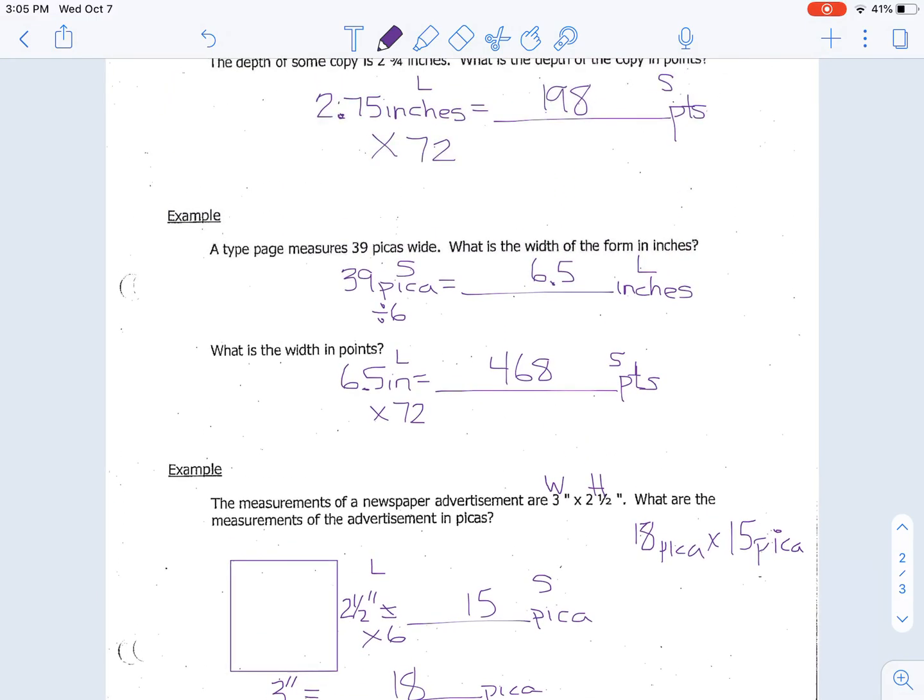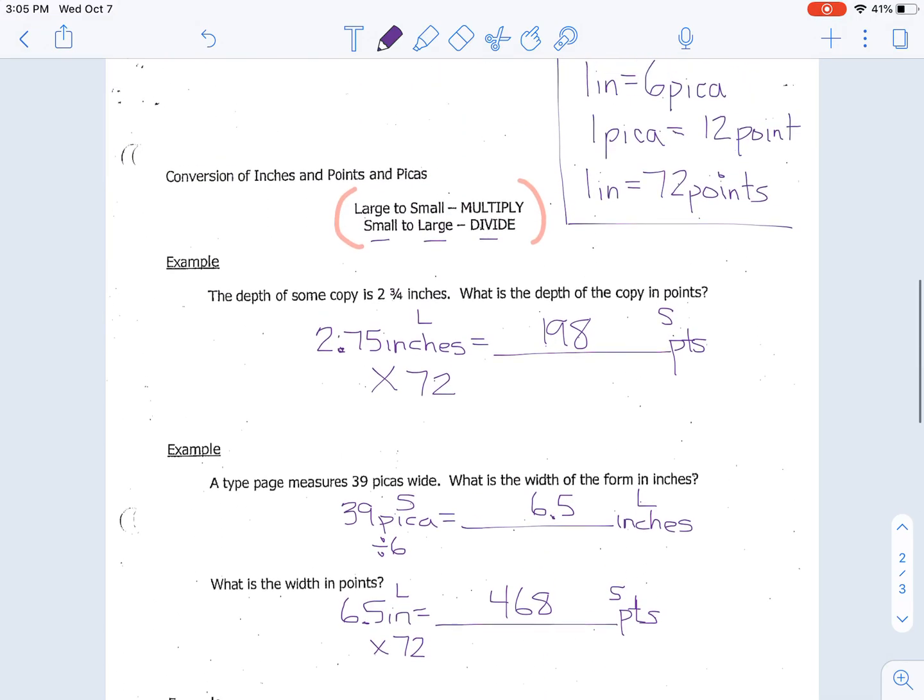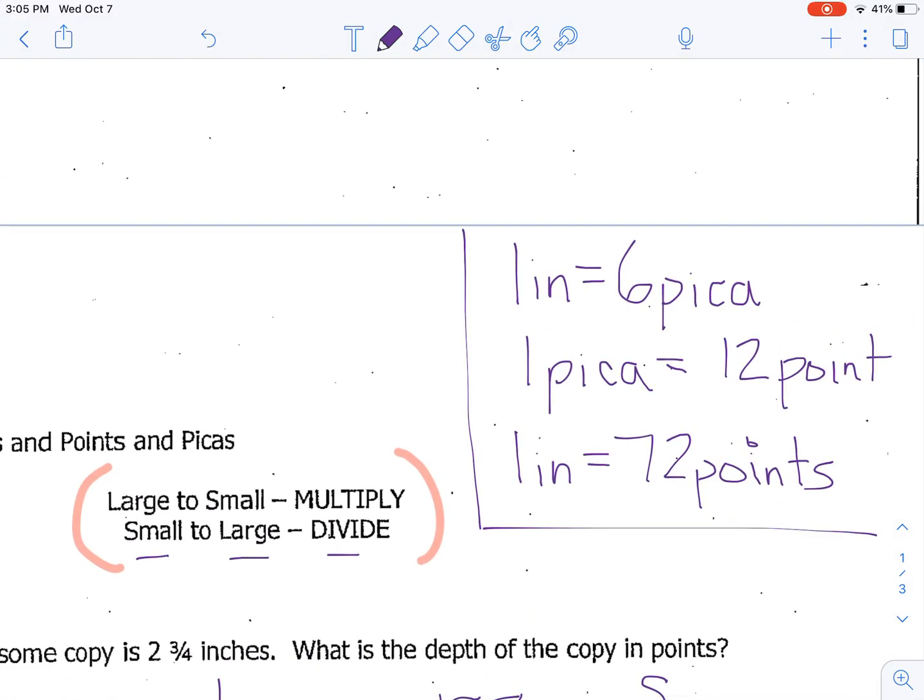I hope this is a good review of how to convert between inches, points, and picas. Again, you will need to know those conversion factors that are in the upper right hand corner.